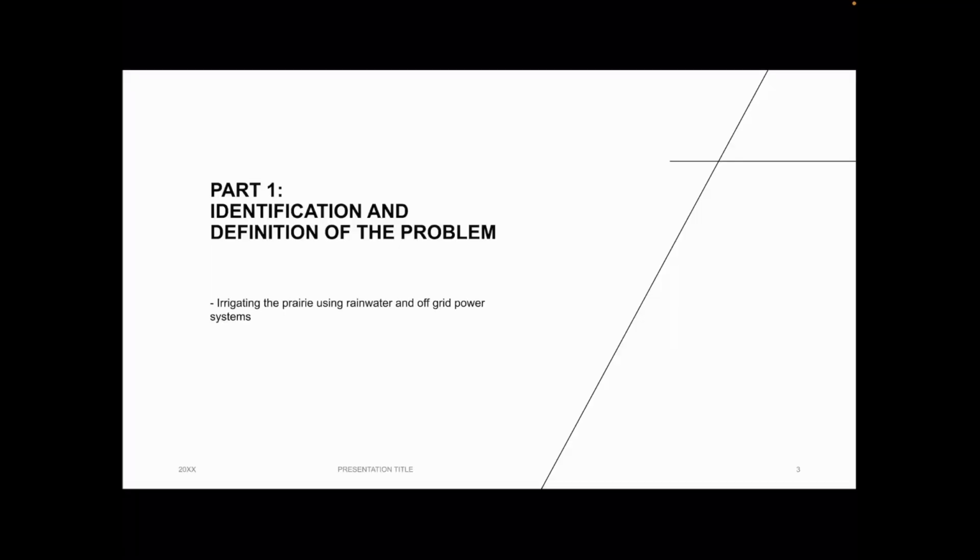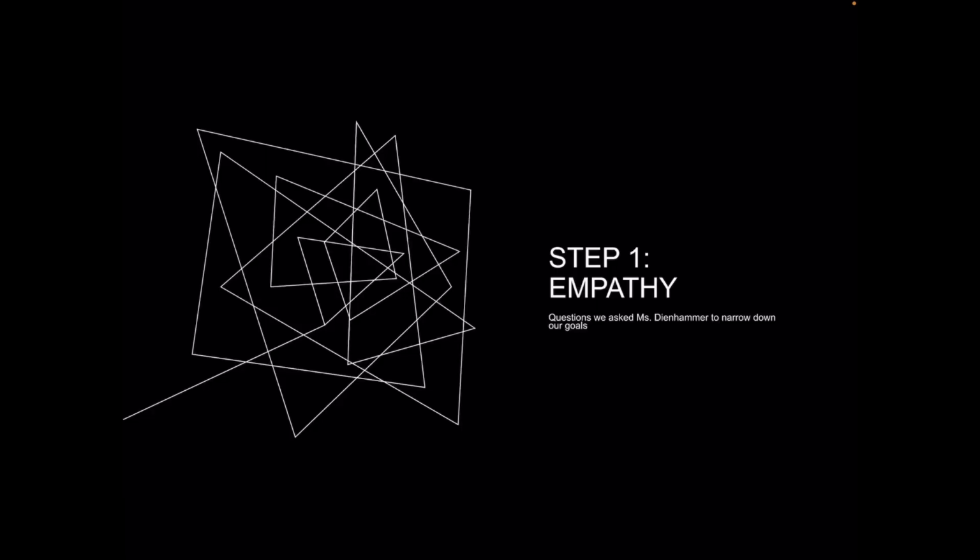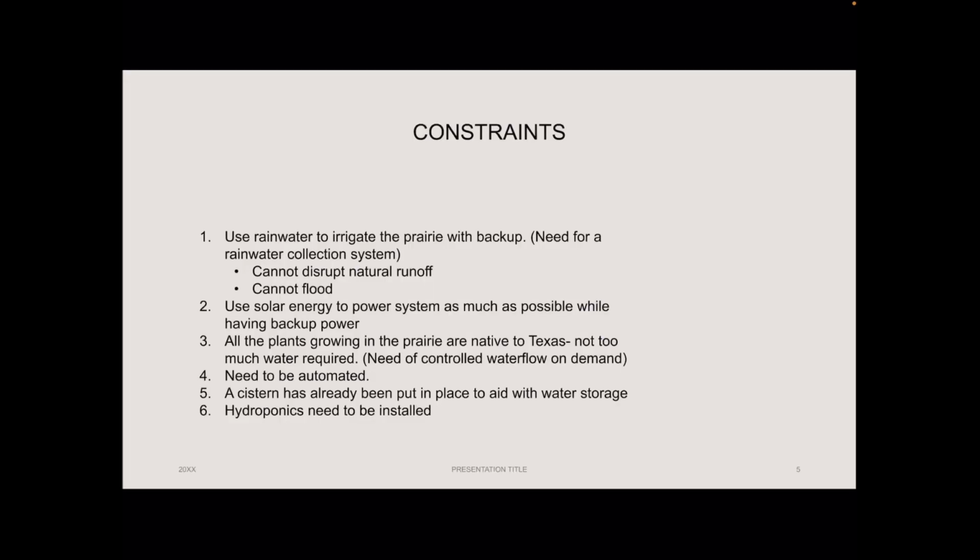Okay. So the problem we were facing is to irrigate the prairie in our school using rainwater and off-grid power systems. And for the design process, the first step we had to do was empathize, and we started to ask Ms. Steinhammer questions that we can use to narrow down our goals. So here are some of the constraints we came up with after talking to Ms. Steinhammer and empathizing with her and finding out exactly what the problem was.